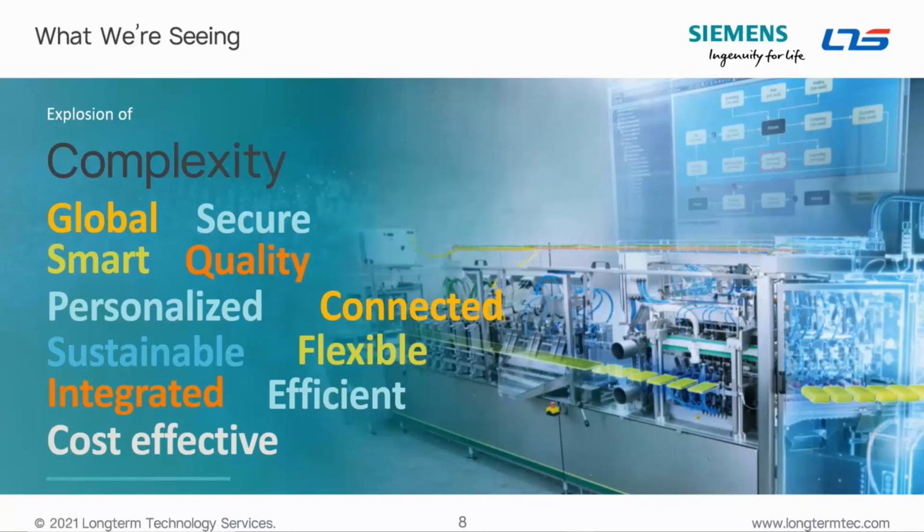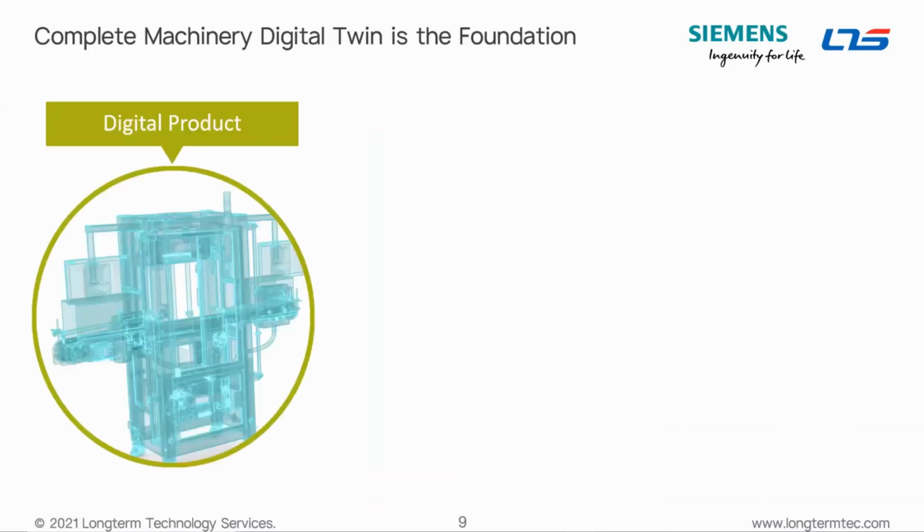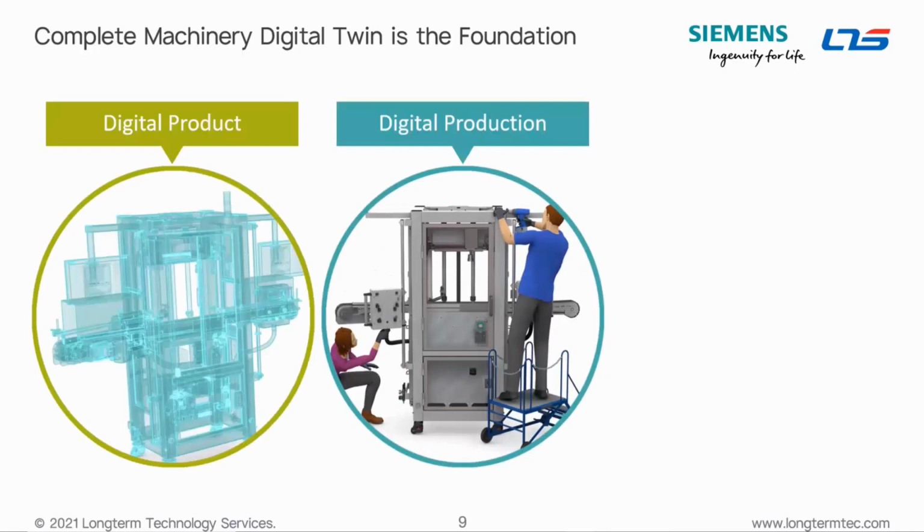So basically the question is, with shrinking lead times, how do you create better, more complex machines and products? And we believe that the holistic digital twin is the way to meet these trends and their accompanying demands.